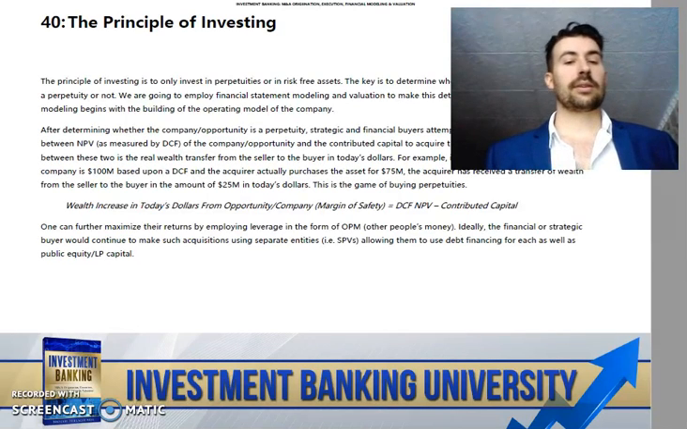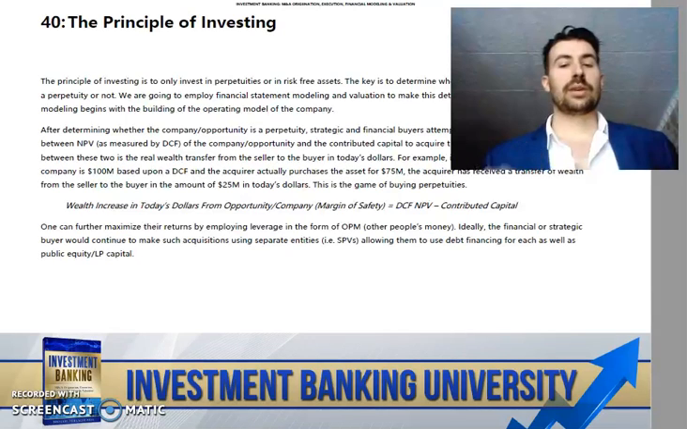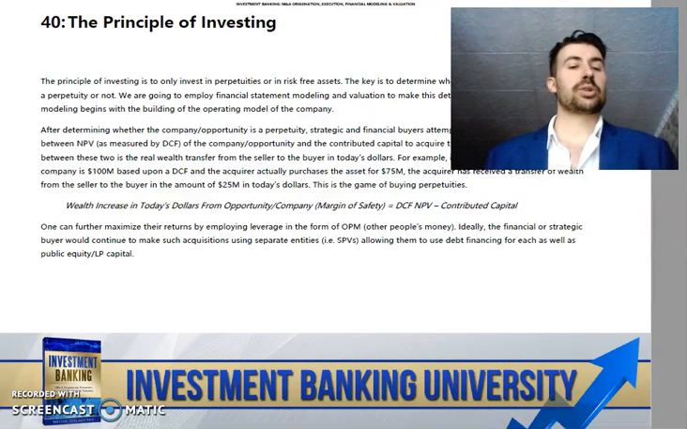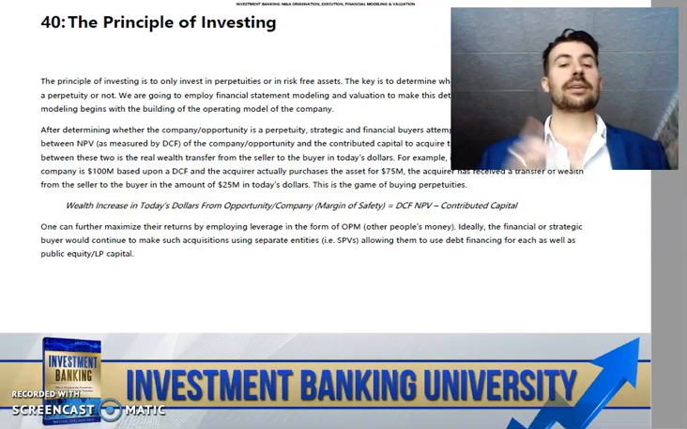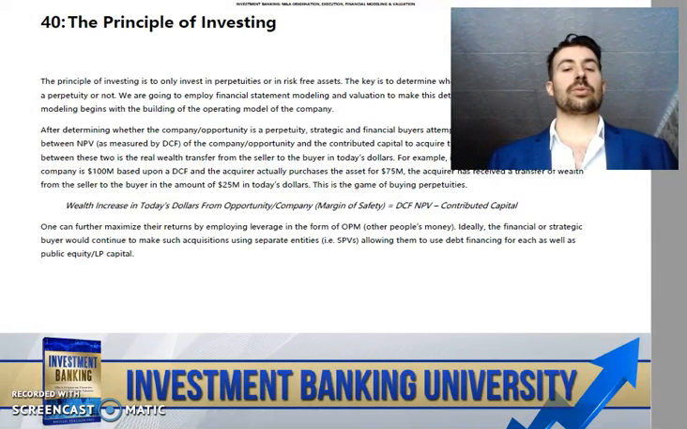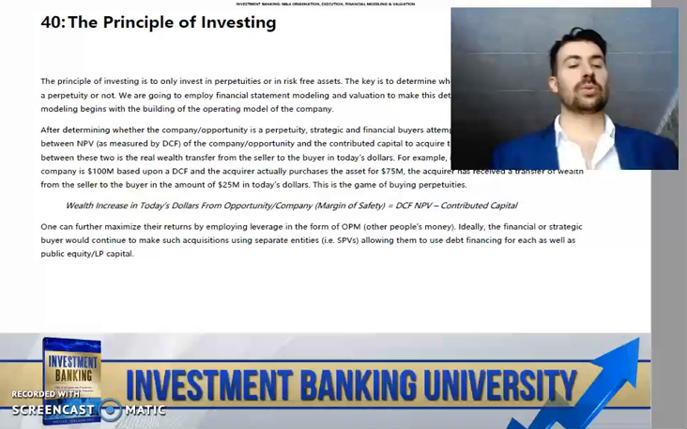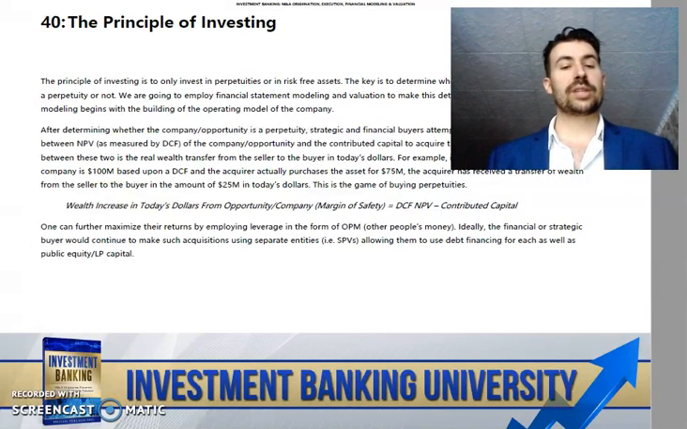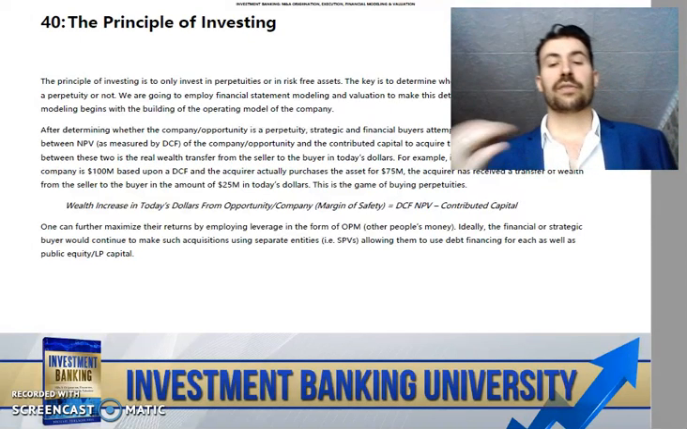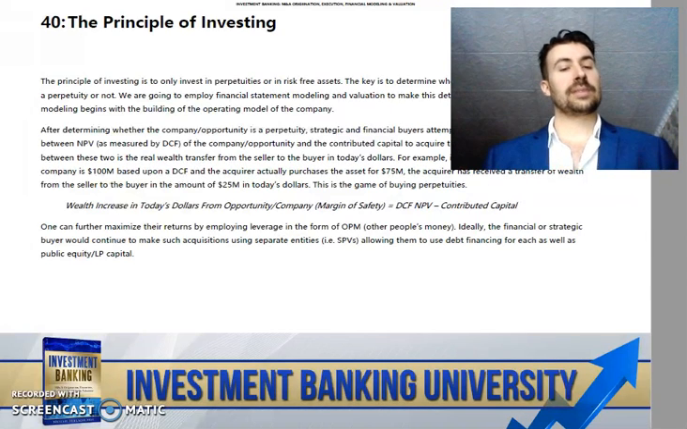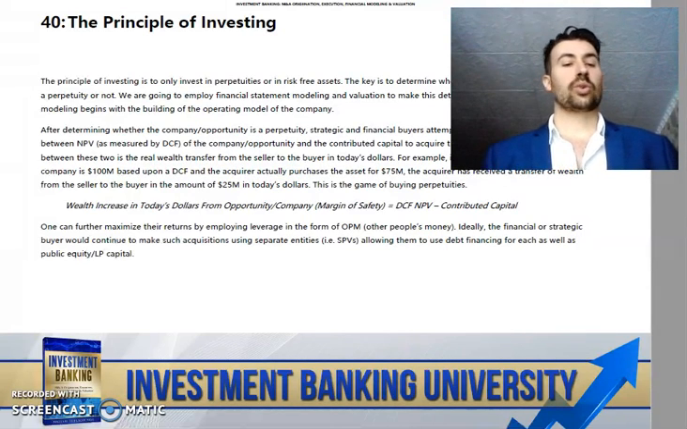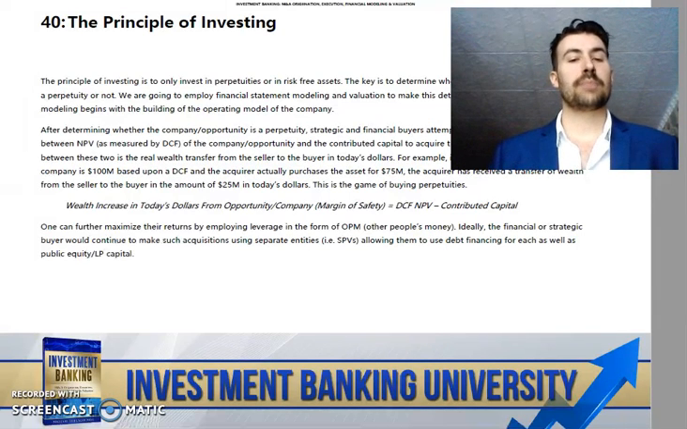After determining whether the company or opportunity is a perpetuity, strategic and financial buyers attempt to maximize the difference between NPV, which is net present value as measured by a DCF, discounted cash flow model, of the company or opportunity, and the contributed capital to acquire the opportunity. So we're trying to maximize the difference there. The difference between these two is in fact the real wealth transfer from the seller to the buyer in today's dollars. For example, if the NPV or intrinsic value of a company is 100 million based upon a DCF, and the acquirer actually purchases the asset for 75 million, the acquirer has received a transfer of wealth from the seller to the buyer in the amount of 25 million in today's dollars.